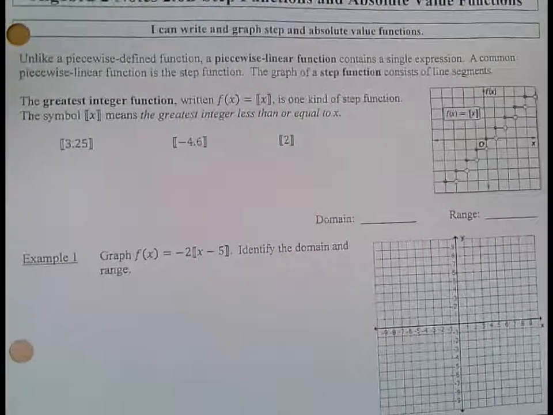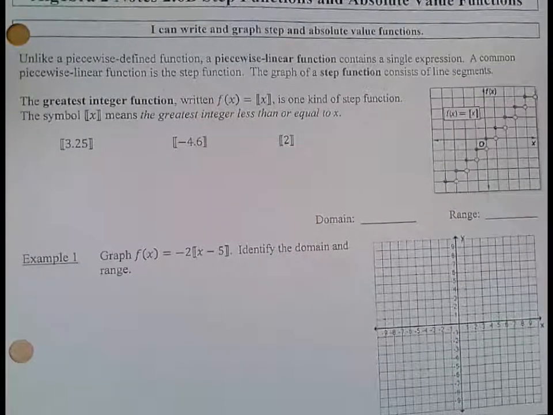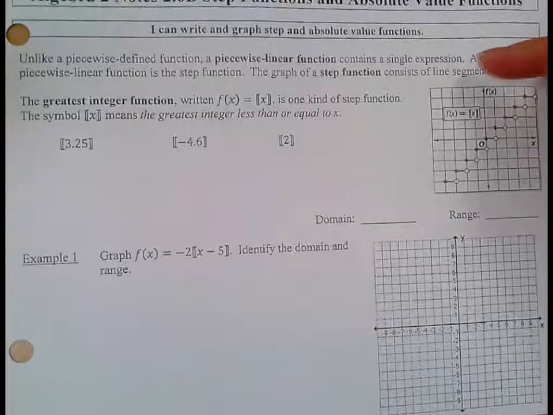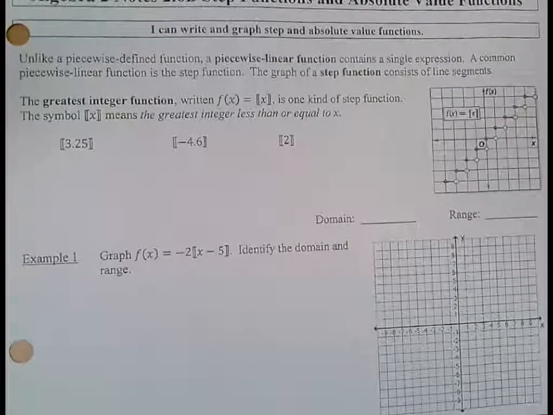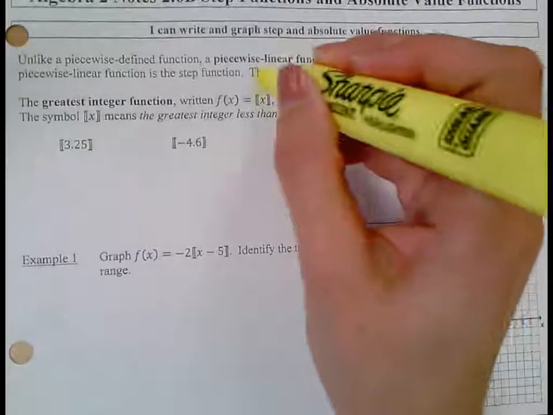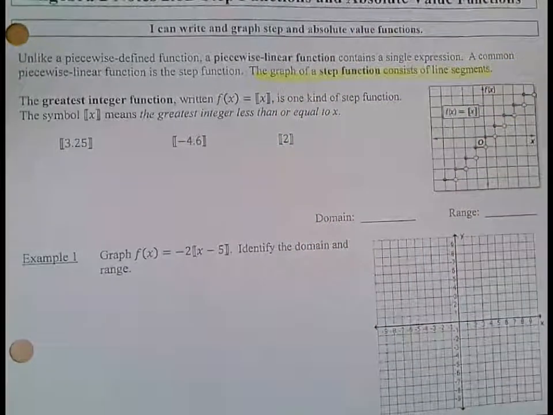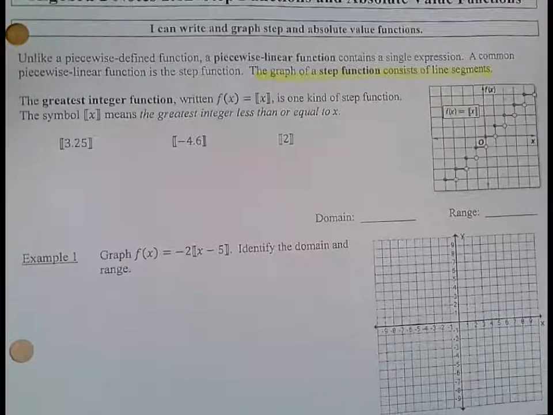And what it says at the top, unlike a piecewise defined function like we did on Thursday, where you saw 2 pieces or 3 pieces, a piecewise linear function is going to contain a single expression. So you're not going to see, oh, this graph is going to have 2 pieces, this graph is going to have 3. You're going to see just an expression, and you're going to have to know the graph is piecewise and what the graph should look like. So a common piecewise linear function is called the step function, and the graph of a step function is going to consist of line segments. It's called a step function because the graph is going to look like steps.